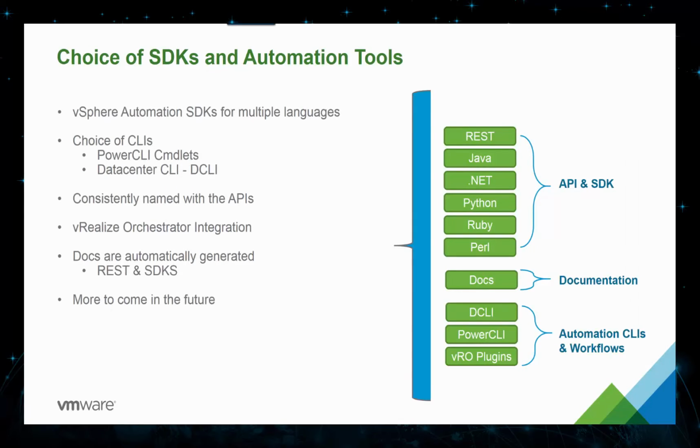With 6.5, you have a choice between automation SDKs for multiple languages, and a choice of command line tools using PowerCLI cmdlets or the Data Center CLI. Naming is consistent with the APIs. It has vRealize Orchestrator integration, and the docs are automatically generated for REST APIs and SDKs.